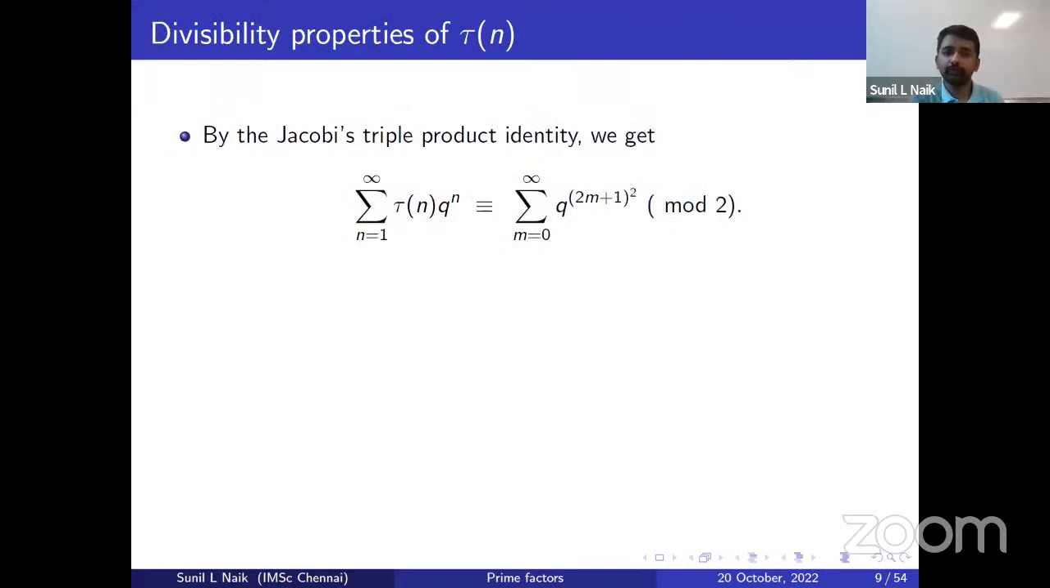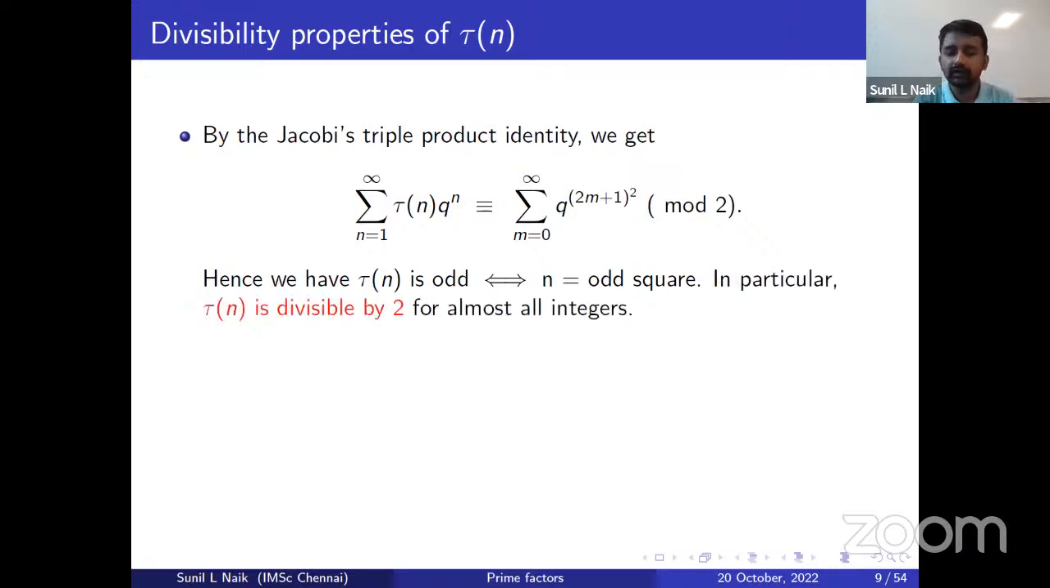By using Jacobi's triple product identity, we can show that the summation of tau of n q power n, n equal to 1 to infinity, is congruent to the summation m equal to 0 to infinity of q to the power (2m plus 1) whole square modulo 2. This implies that tau of n is odd if and only if n is an odd square. In particular, this shows that tau of n is divisible by 2 for almost all integers.